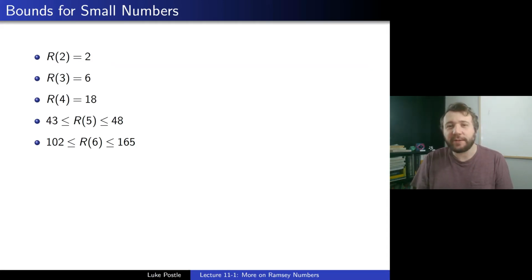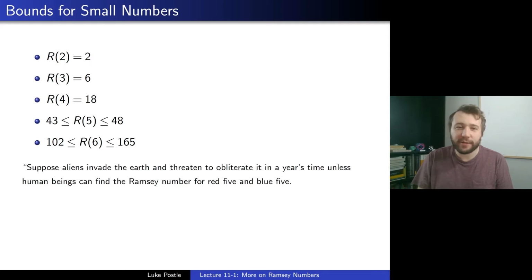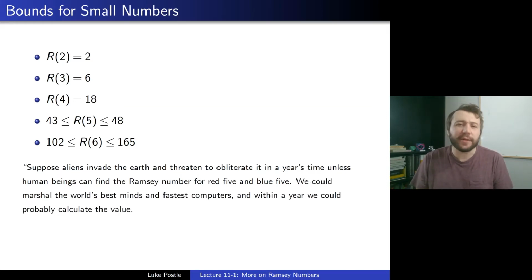There's a rather famous quote of Paul Erdős, who said the following. Suppose aliens invade the Earth and threaten to obliterate it in a year's time unless human beings can find the Ramsey number for red 5 and blue 5. So if they wanted R(5), we know it's down to 43 to 48. Then his suggestion was that we could marshal the world's best minds and fastest computers, and within a year we could probably calculate the value.